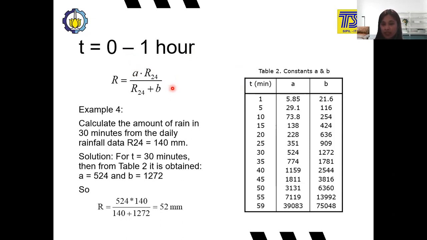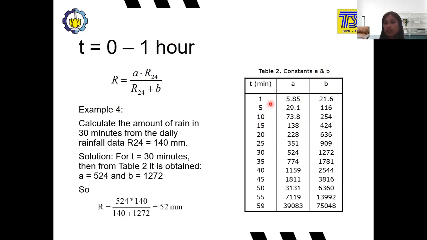So this one is when the rain happened for less than 1 hour. We can use this equation to calculate the height of the rain that happened during that time. For example, calculate the amount of rain in 30 minutes from the daily rainfall data R24 equal to 140. So for 30 minutes, for this equation, we already have the constants table. So you don't have to calculate the A and B yourself.